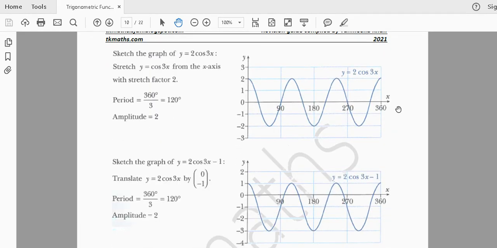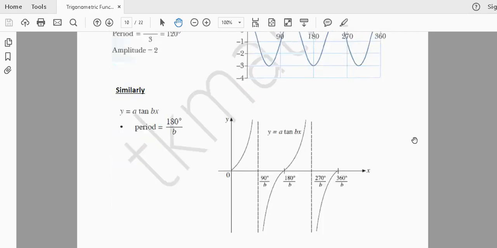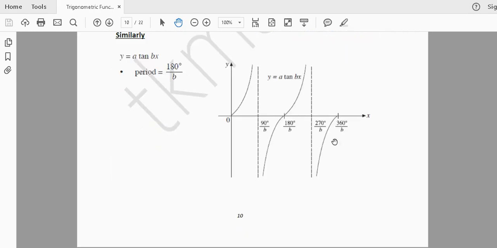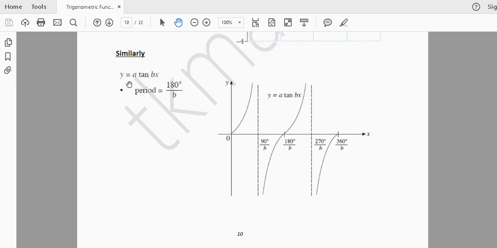I have taken different types of questions here. You can see 2 cos 3x, 2 cos 3x minus 1. You can put the video on pause and try them out yourself while you're practicing. Similarly, related to tan, you should have an idea of a tan bx plus c also, because it's not necessary that there is always 0. There can be some number. So in the tan graph also, you should know all the basic things in it.